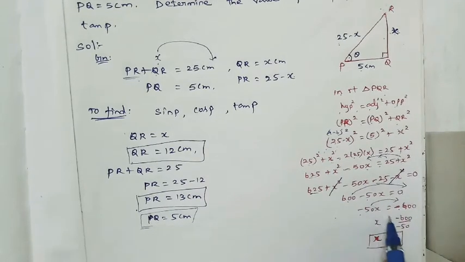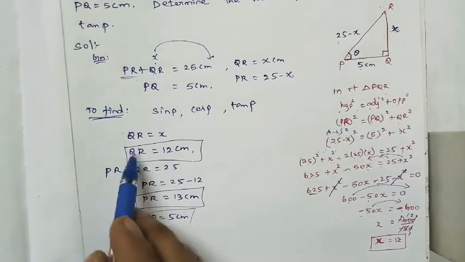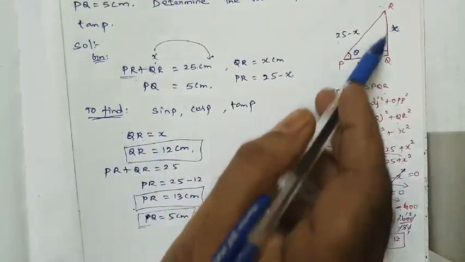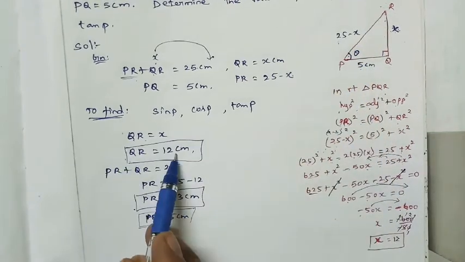Taking minus 50 to the RHS, multiply will become divide. So x is equal to minus 600 divided by minus 50. Minus minus will get cancelled. 0 0 will get cancelled. 1 times, 12 times. So x is equal to 12. So what you have assumed as x? X is nothing but QR, right? QR is nothing but you have assumed as x. So QR is equal to 12 centimeter.